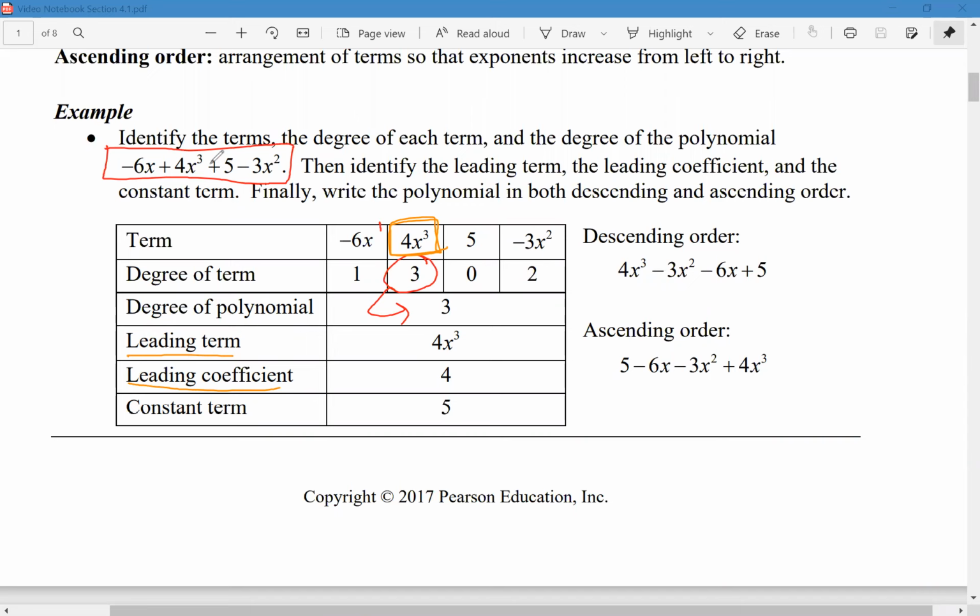That's the plus 5. And then finally, look at how these terms could be arranged. Descending order is the most commonly used order to write our final answers, but sometimes you might do ascending order. So notice it's going from highest exponent to lowest, 3, 2, 1, 0. So 4x to the third minus 3x squared minus 6x plus 5. If you just reverse that, 5 and then minus 6x, then minus 3x squared, and then plus 4x to the third, that would be ascending order.